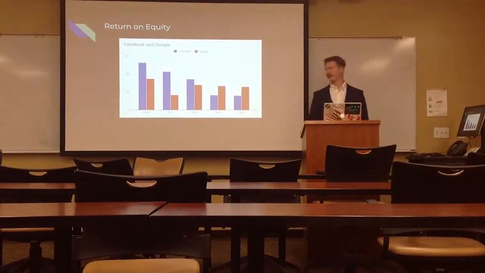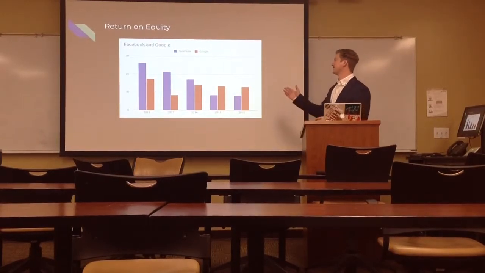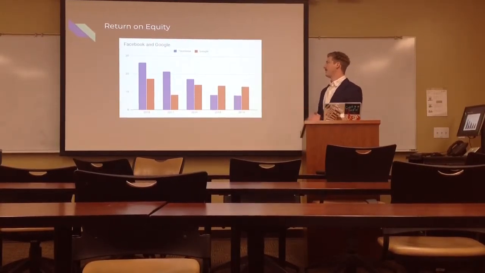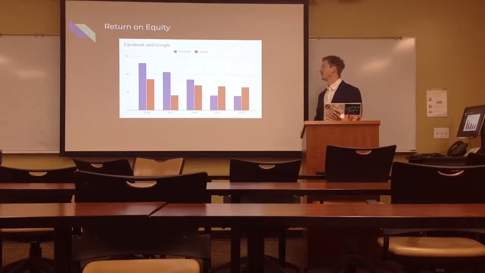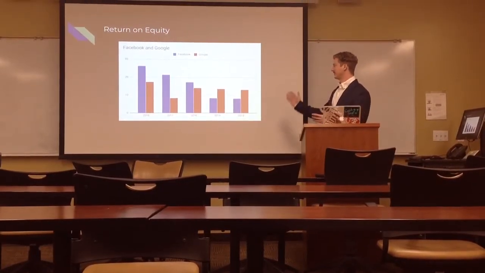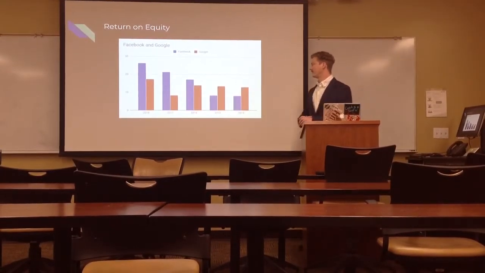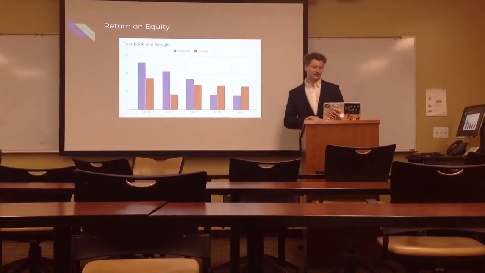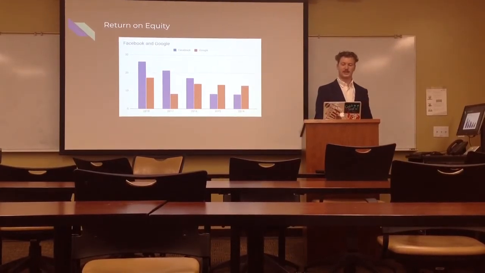Now looking at this graph, as you can see, Facebook has been climbing up on the return on equity, so that's a really good sign. And then Google has been just kind of up and down, kind of a little volatile, as we would say. And that's it.